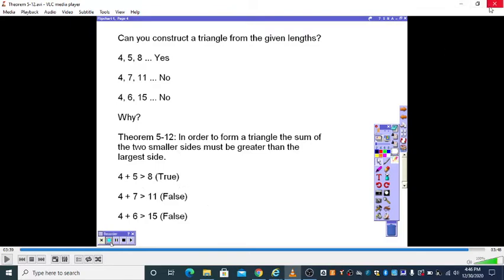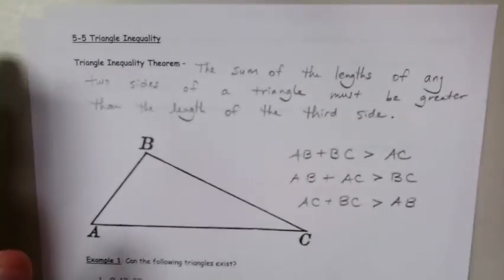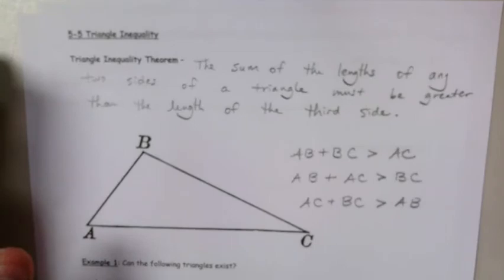Now, let's take a look at the worksheet now. If I can get this working here. All right. And I'd like you to go ahead and fill in the triangle inequality theorem. If I can get that to see any clearer. Try it one more time maybe.